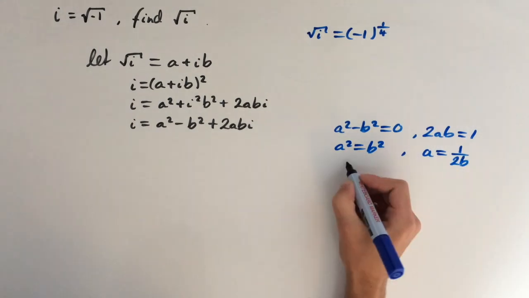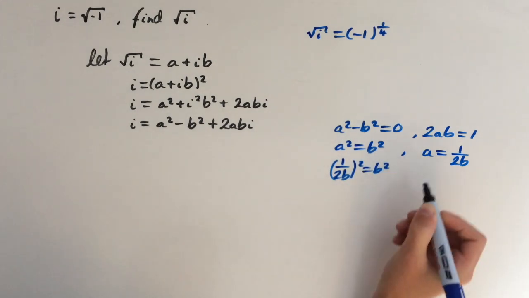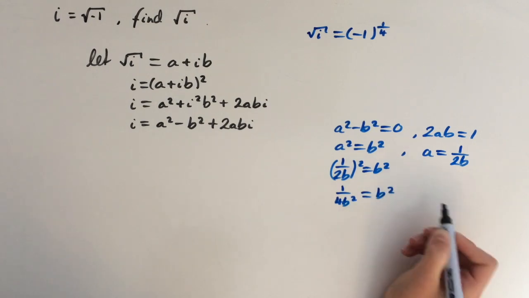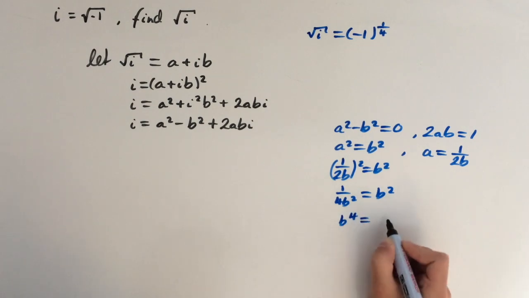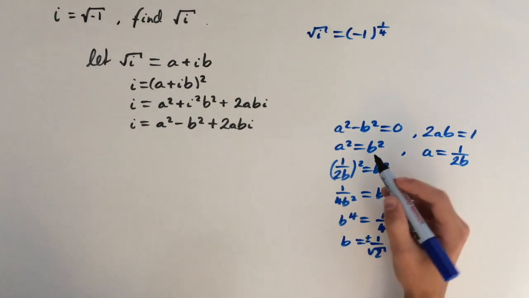So we can set this back in. So (1 over 2b) squared equals b squared, which means 1 over 4b squared equals b squared. So if I multiply both sides by b squared, I get b to the power of 4 equals a quarter. So now we want to square root both sides twice, essentially. So the square root of a quarter is a half, and then the square root of a half is just 1 over root 2. And we've got to include the plus or minus sign in here because these are two valid solutions.